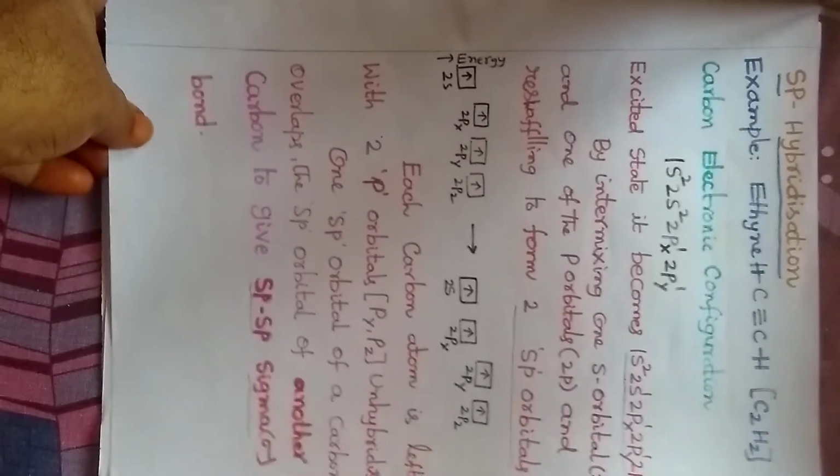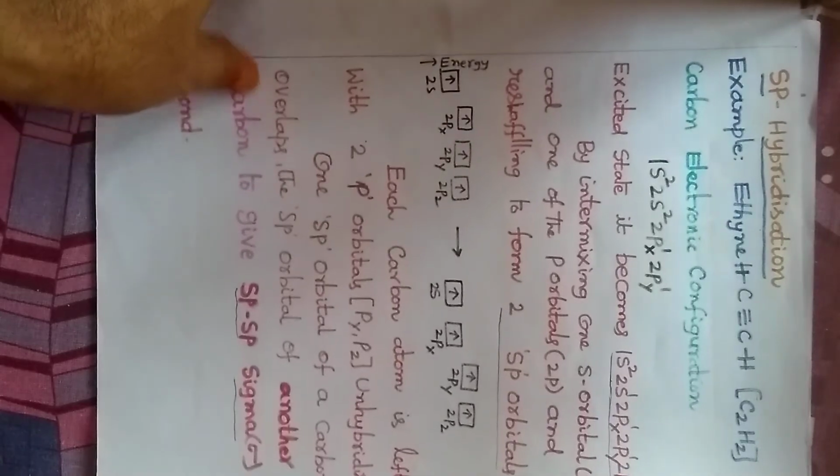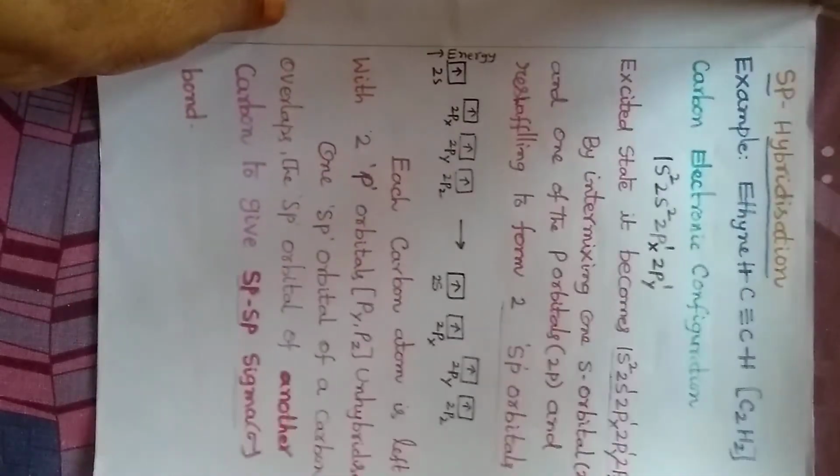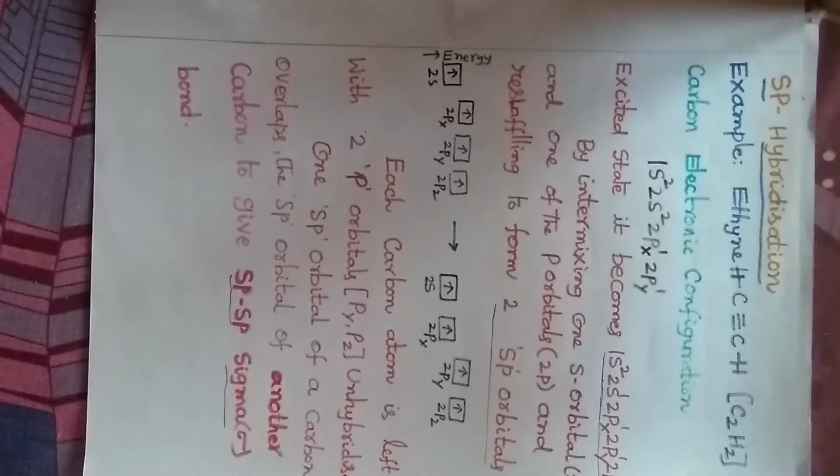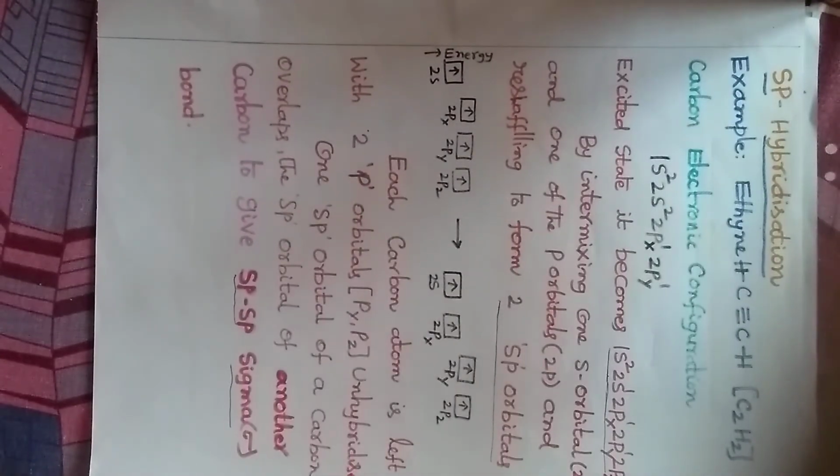Okay, next I will go for the next concept, that is sp hybridization. What is sp hybridization? Okay. Now, what is the example for sp3 hybridization in carbon compounds, particularly methane? The first example is methane. In methane, what hybridization is there? sp3 hybridization. In methane, how many sigma bonds are there?